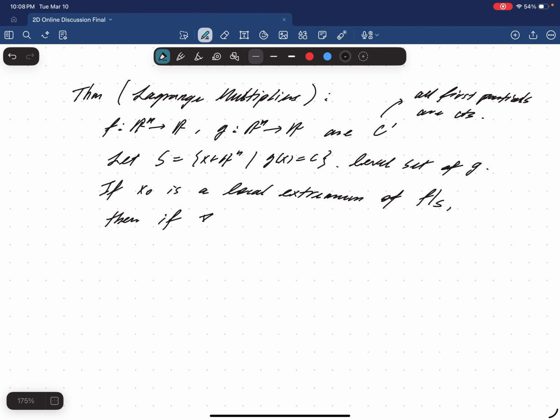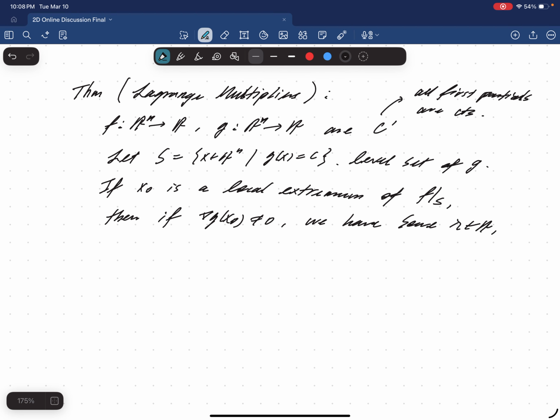if the gradient of g at x naught is non-zero, we have some lambda in R such that the gradient of f at x naught is equal to lambda times the gradient of g at x naught.